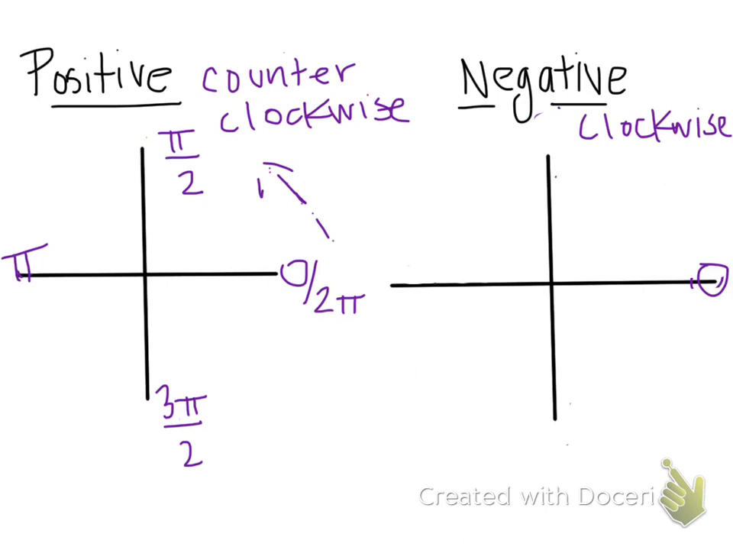Same thing is true for negative angles. It's just everything is in the opposite order. Notice negative pi falls in the same place, because if I go 180 degrees clockwise versus counterclockwise, I end up in the same spot. So some terminology.